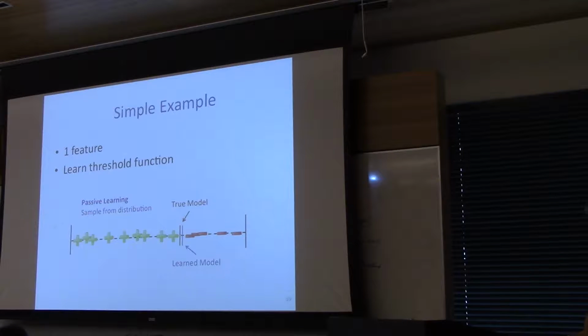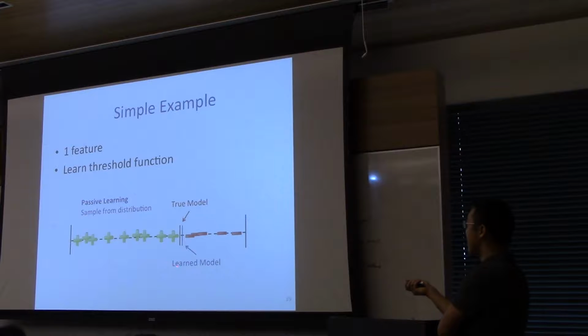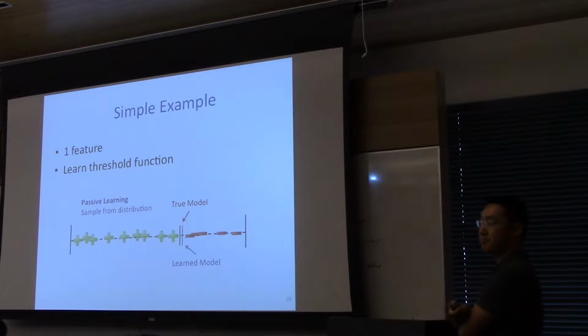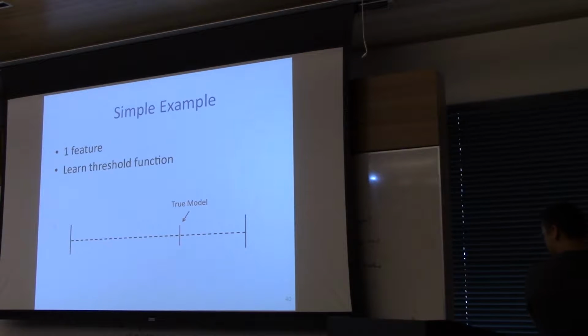True model, right? And we want to estimate expected error. The error of our learned model is basically the ratio of the distance between the learned model and the true model versus the distance from the domain of the input. Okay, let's see what active learning would do.